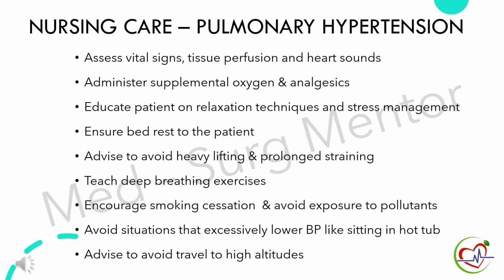Important nursing cares for patients with pulmonary hypertension are: assess vital signs, tissue perfusion, heart sounds and lung sounds, administer supplemental oxygen and analgesics, educate patient on relaxation techniques and stress management, ensure bed rest to the patient, advise to avoid heavy lifting and prolonged straining, teach deep breathing exercises, encourage smoking cessation and avoid exposure to pollutants, avoid situations that excessively lower blood pressure like sitting in hot tub, and advise to avoid travel to high altitudes.